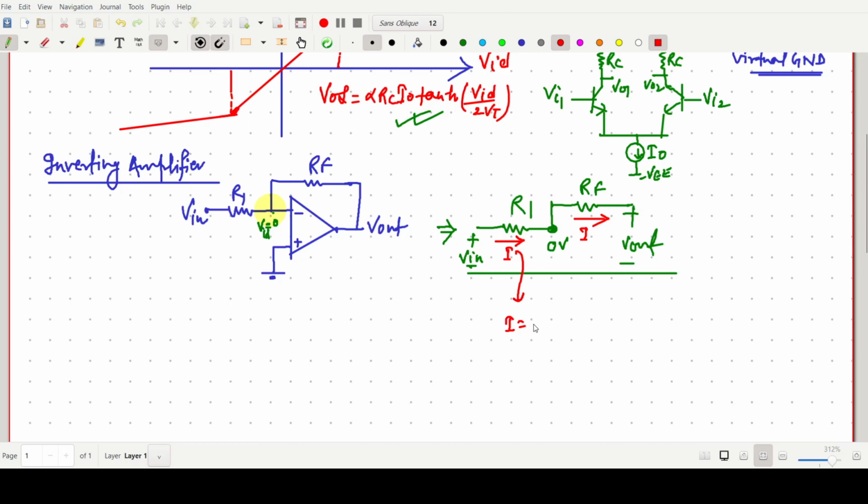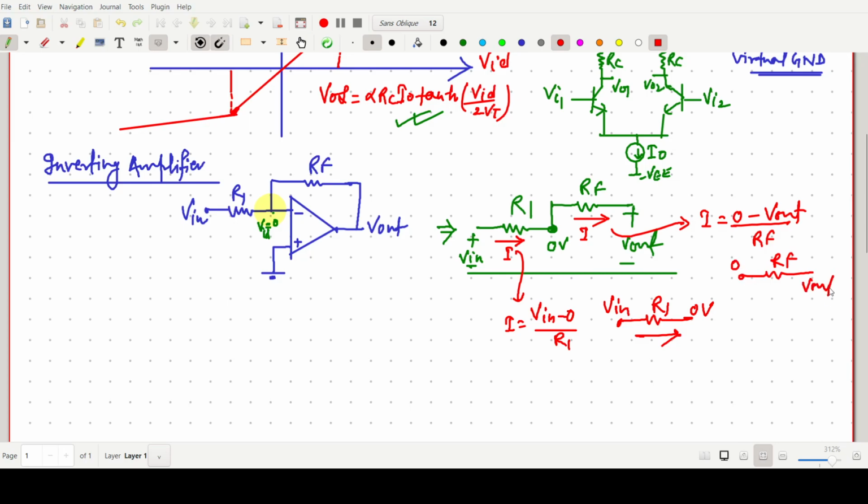So this I current will be nothing but simply V in minus 0 by R1. Why? Because this one is an R1 resistance, this voltage is V in, and this voltage is 0 volt, and current is flowing from this side, so it should be higher. So V in minus 0 by R1. Now in this case, this I will be 0 minus V output by RF. In the case of RF, it should be 0 and it should be V output.